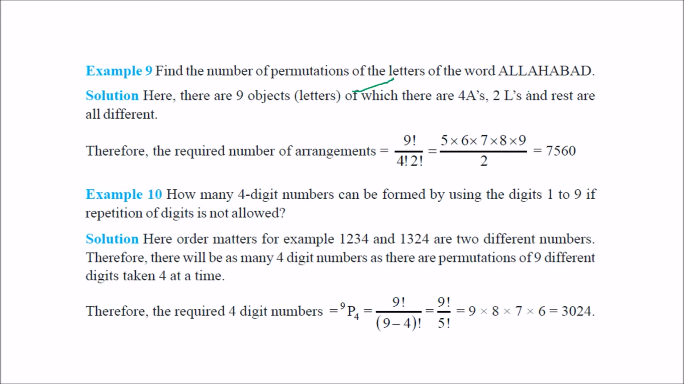We'll take an example like this, Allahabad. You have to find the permutation of the letters of the word Allahabad. Allahabad has 9 objects, like 9 letters. So there are 4 A's, 1, 2, 3, 4. There are 2 L's, and rest are different. So what is the arrangement of all these 9? That will be factorial 9. But 4 A's will be arranged in factorial 4 ways, and 2 L's will be arranged in factorial 2, because they are non-distinct. So this is the answer.